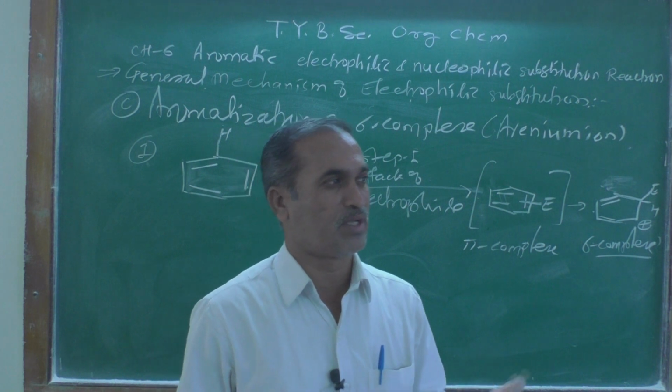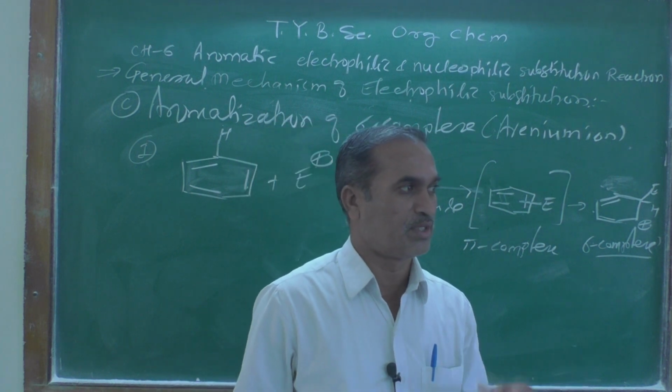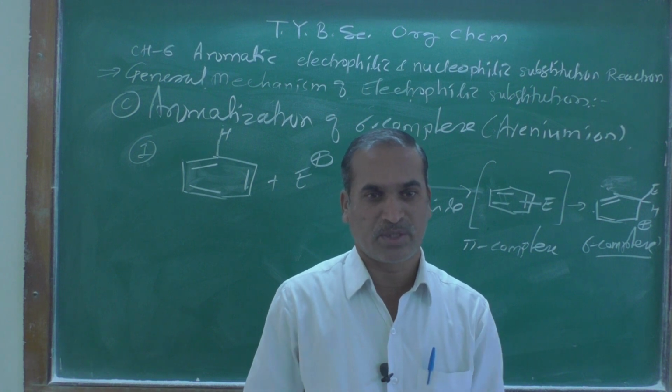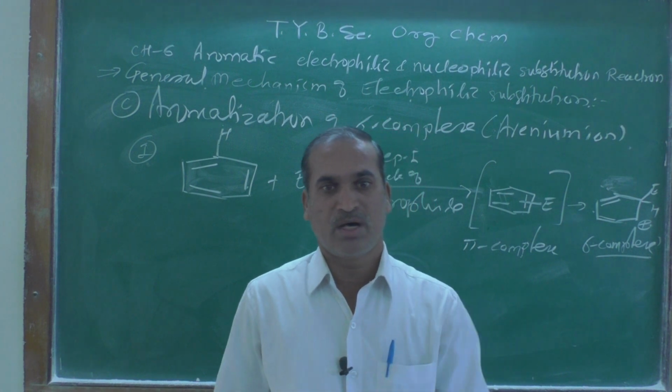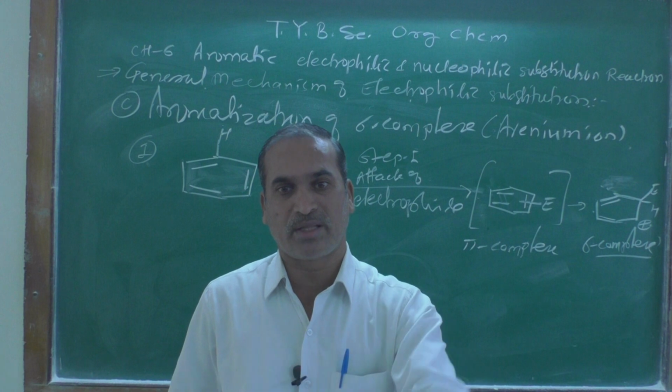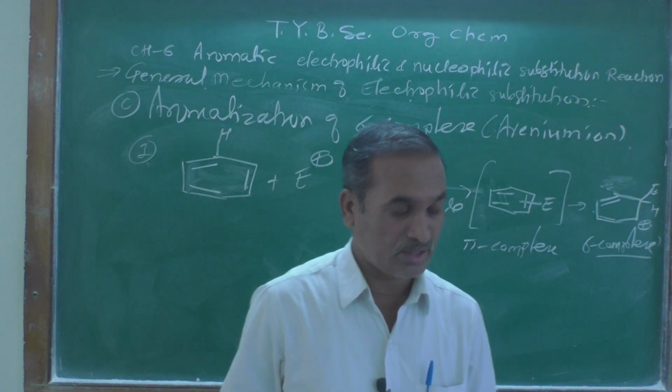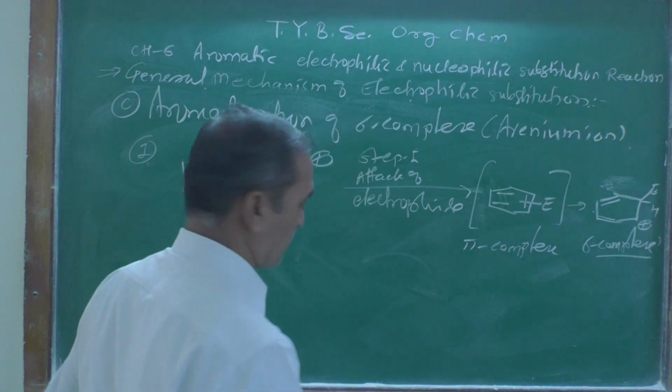Another example we have seen is fluorobenzene treated with hydrogen fluoride, where the formation of the sigma complex is detected by NMR spectroscopy. So these are the two proofs. So this is the first step.